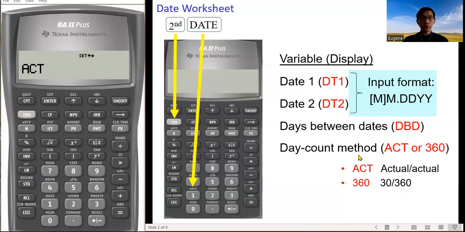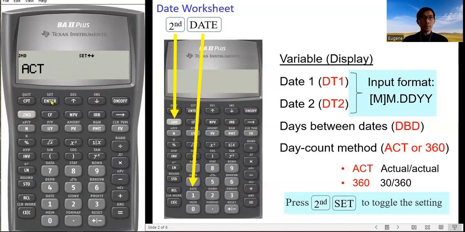To change the day count method, we get to the ACT, or sometimes on your calculator, it may be 360. So we will change it by pressing the second and then the set button. Now I'm having the actual method of day count. So I press the second key and then the button set, and I change the setting to 360. But in my example, I'm using the actual counting, so I get back to ACT.